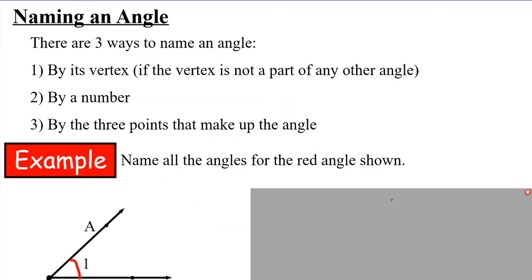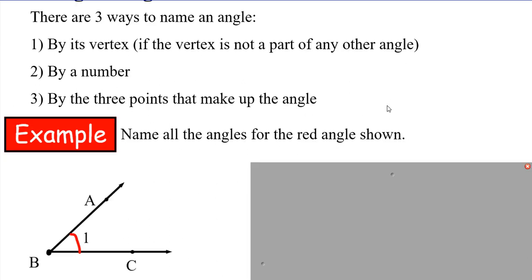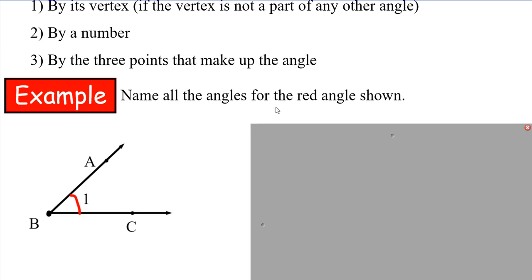Now we're going to talk about how you name an angle. It turns out there are three ways that you name an angle. You can name it by its vertex, as long as that vertex is not part of another angle in the figure. You can name it by a number, and you can name it by the 3 points that make up the angle. So name all the angles for the red angle shown. List all the ways you could name this angle.